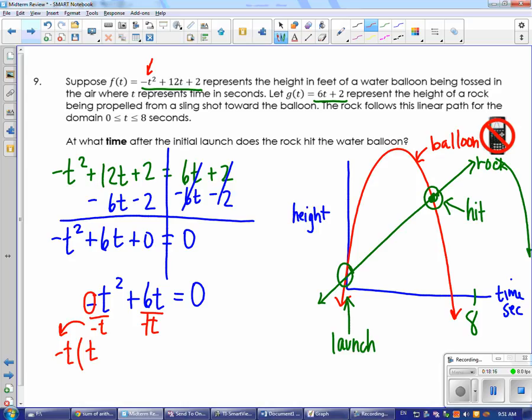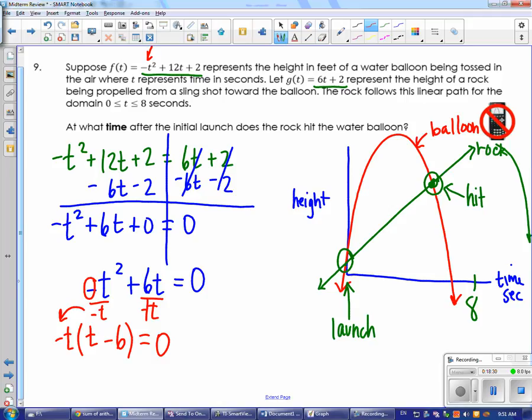So 6 divided by negative 1 is going to leave me with negative 6, and my t's are going to cancel. So what I have now in factored form is negative t times t minus 6, and that is equal to 0. Once you have a quadratic equation in factored form, then all you need to do is set each term equal to 0, because we have the zero product property that says if I multiply two things and my answer is 0, then one of those things has to be 0.